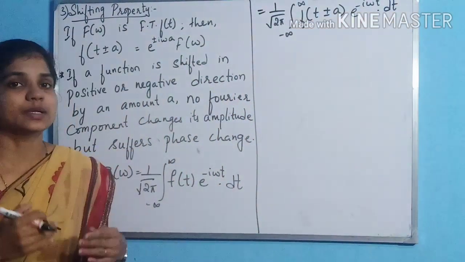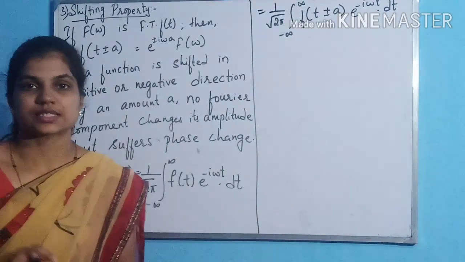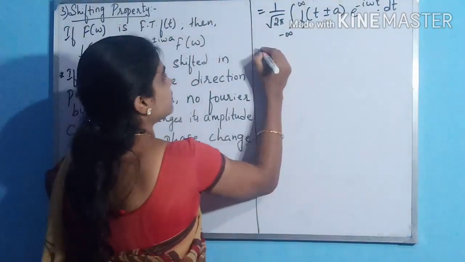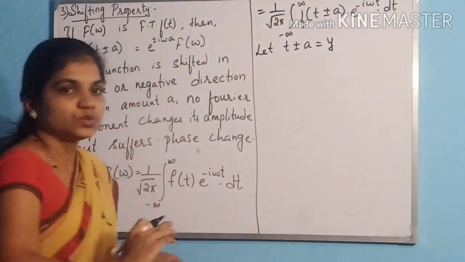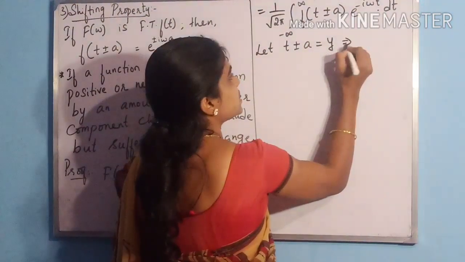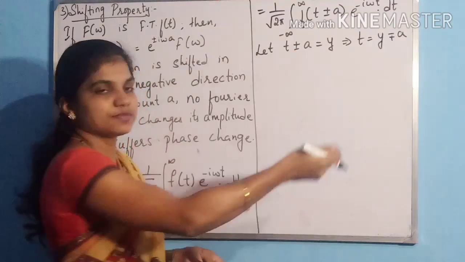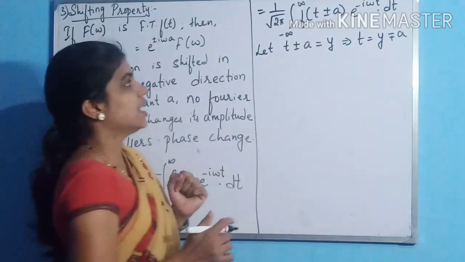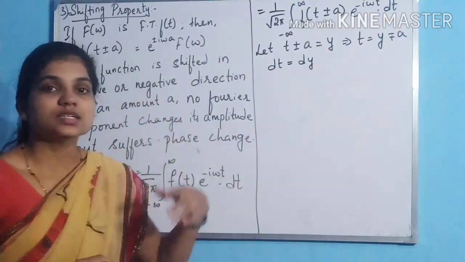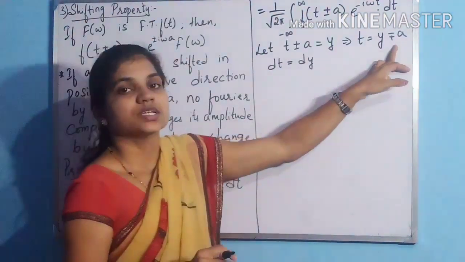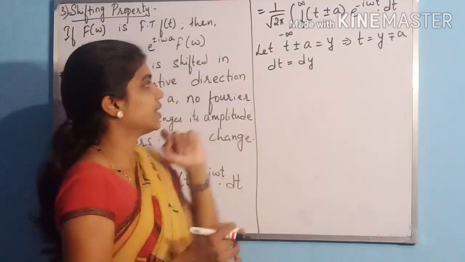Here we are again repeating the same procedure that we did in the earlier part. That is, we are substituting t plus or minus a equal to y. So let t plus or minus a be equal to y. What is t? t is equal to y minus or plus a. So plus becomes minus, minus becomes plus. And what is dt? dt is equal to dy, because a is a constant, so the differentiation of a becomes equal to 0. So we have dt equal to dy.